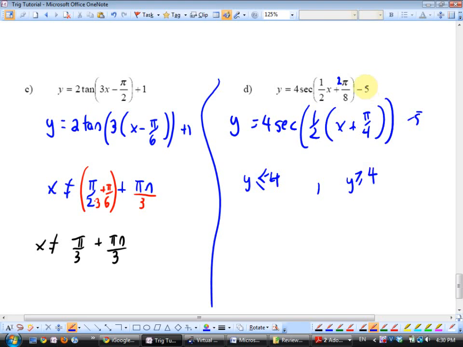What's that? Moves the whole graph how? Yep. And since these are both y's, they're going to be affected by the verticals. 5 down. 5 down. That's your new range. Okay?